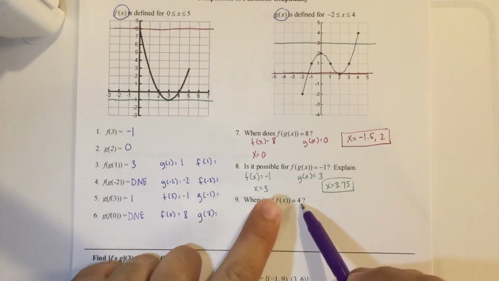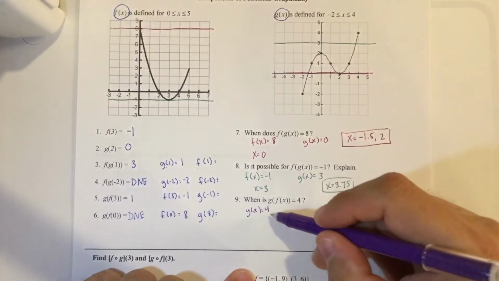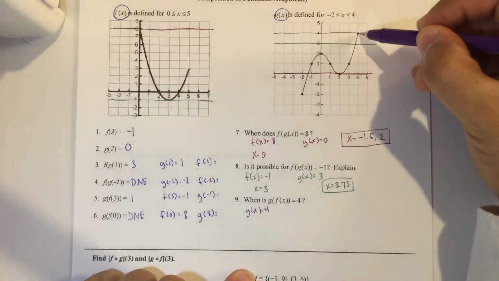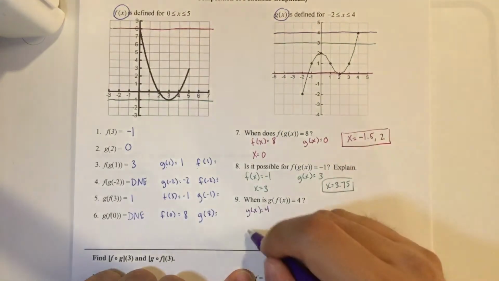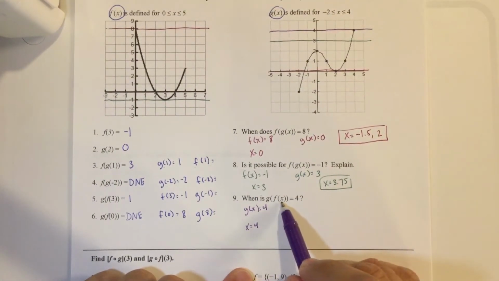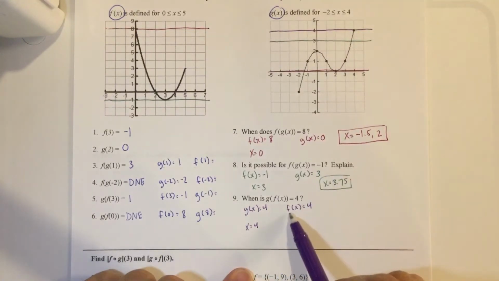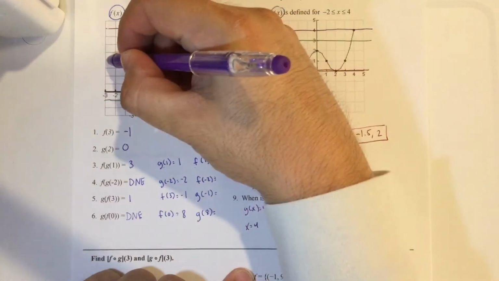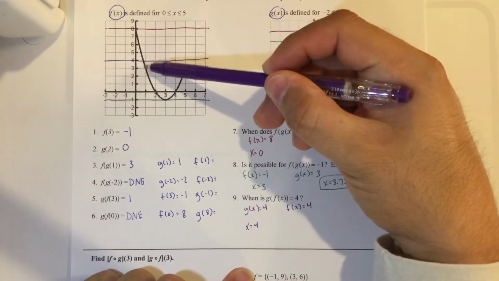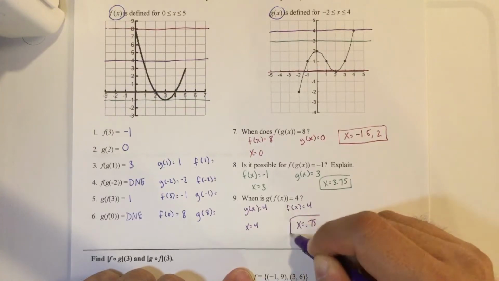So once again, we start on the outside, so we're going to say g of x equals 4. So here we go to a y value of 4 in the g graph, and we can see that it hits right here at 4. So x equals 4. So hopefully you're starting to understand this. Now we're going to take f of x and set it equal to 4. So now we go to the f graph, and the y value is 4. And once again, we can see it hits at one value, and that looks to be about 0.75. So my only answer here is x equals 0.75.